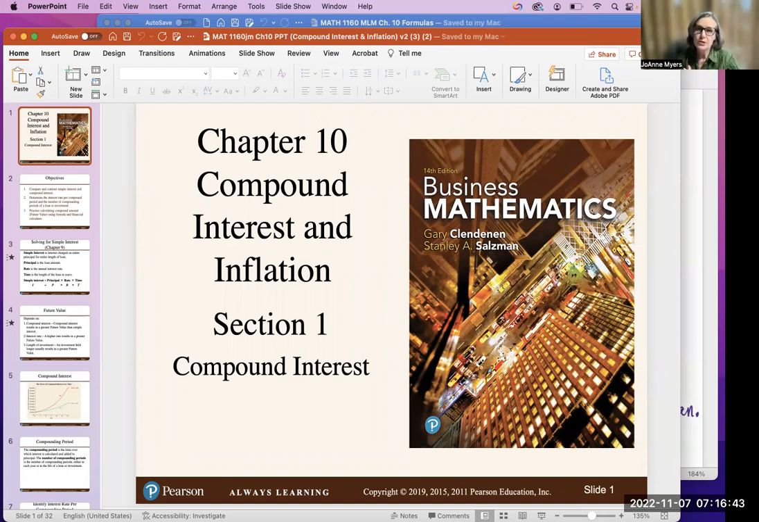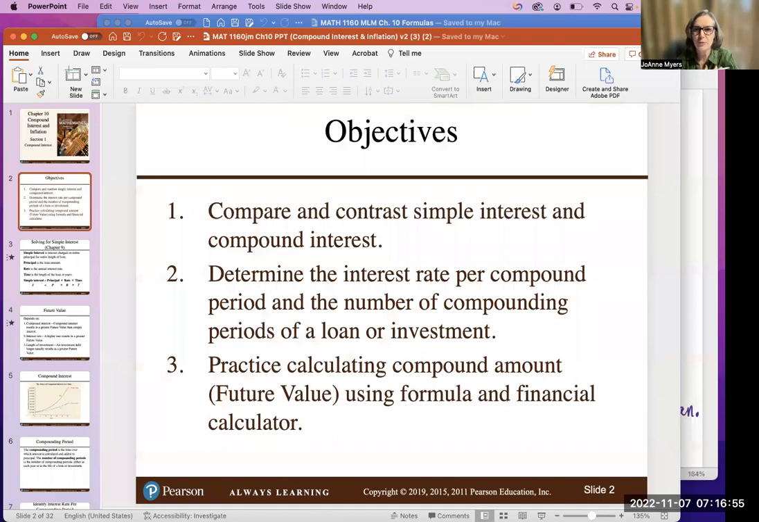We're using the Pearson book, MyLab Math. Chapter 10 is compound interest, inflation. I'm going to go through the PowerPoint provided by Pearson here quickly. You can pause the video if you'd like more time to read what's on the slide, or obviously rewind.